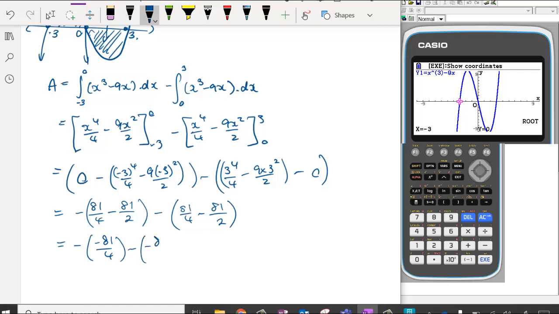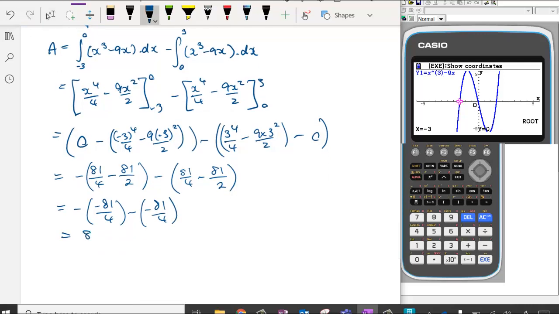take away -81 on 4, which leaves us with 81 on 4 plus 81 on 4, which is 81 on 2 units squared as our final answer.